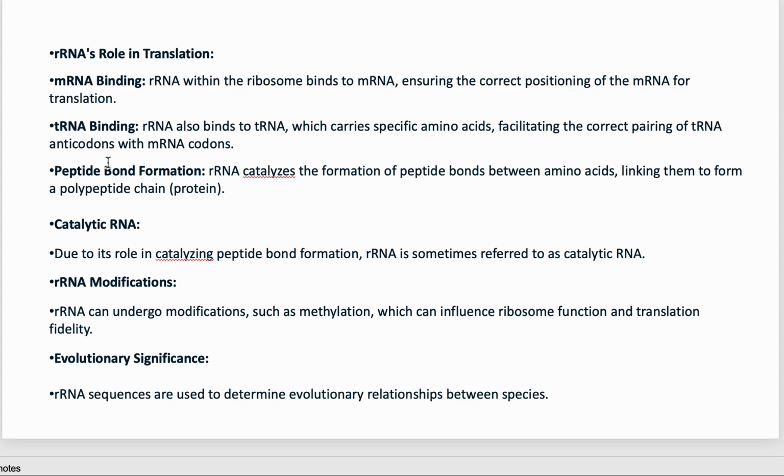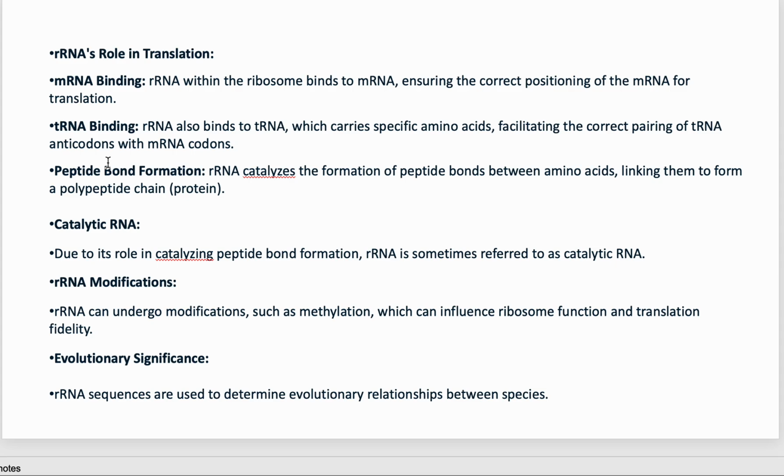tRNA carries a specific amino acid according to the codon. mRNA carries the genetic information, and rRNA catalyzes the peptide bond formation during translation. So, the catalytic RNA is rRNA because it catalyzes the peptide amide bond formation between the two amino acids, and it undergoes modifications such as methylation, which influences ribosomal functions and translation fidelity. That means the correctness of the translation.